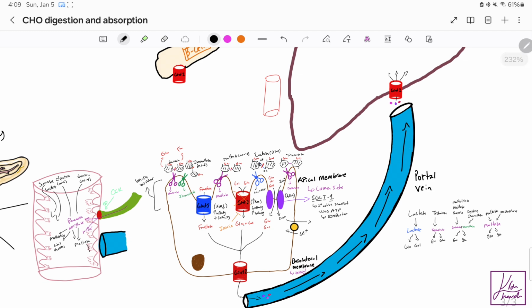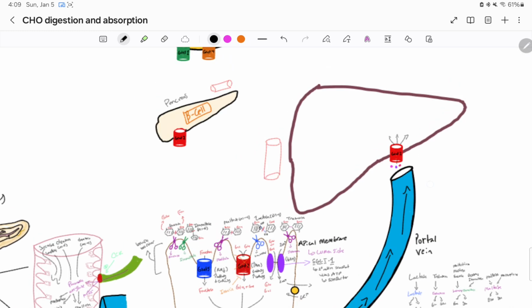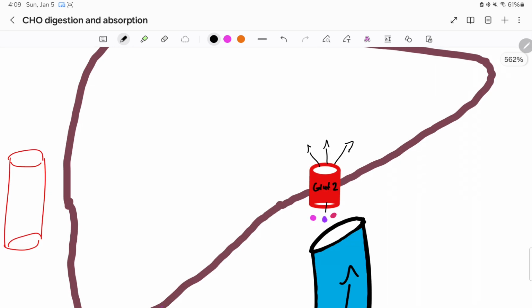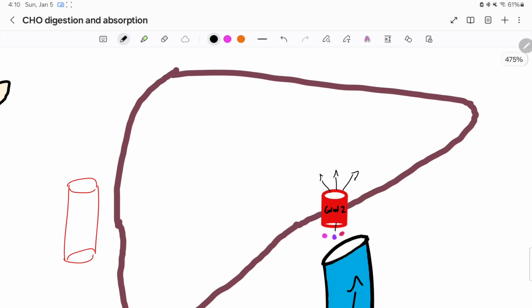All right. Now let's follow these monosaccharides into the liver and see what happens to them. Now that we've absorbed them and they have gone through the portal vein, they're in the liver, which is the first organ to actually see them. You know what the liver is going to do to them? The liver is going to get this glucose here, some galactose here, and some fructose.